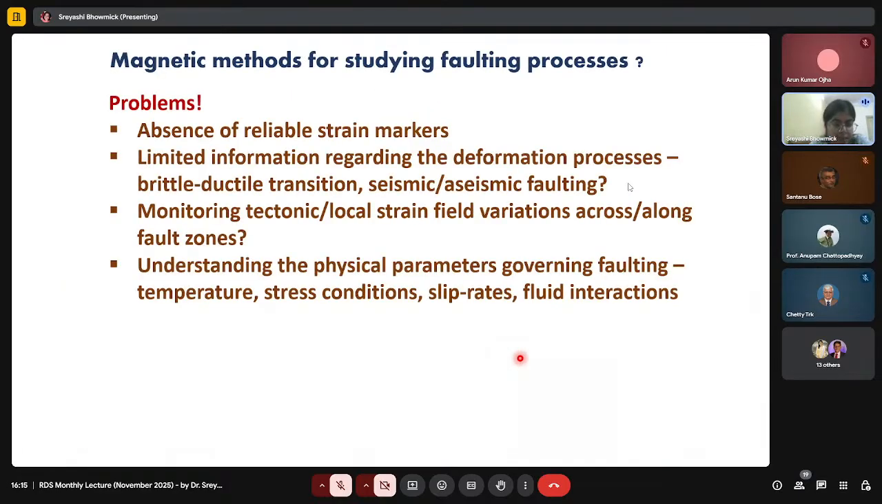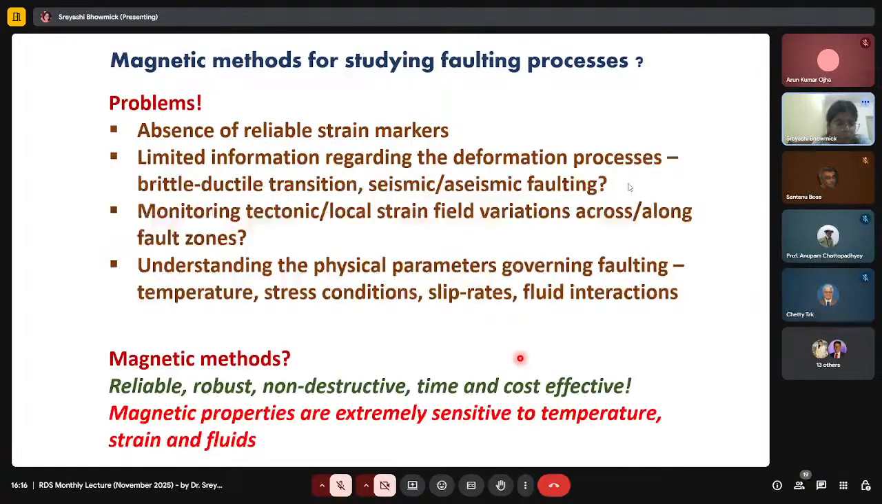Now, I have already discussed the problems briefly. Why are we using magnetic methods for studying faulting processes, and what are the problems? Absence of reliable strain markers, limited information regarding the seismic to aseismic transition, stable and unstable faulting, monitoring the local strain field variation across fault zones, and understanding the physical parameters that govern faulting. Now, why magnetic methods? It is mostly known that they are reliable, robust, non-destructive, time and cost effective, but above all, magnetic properties or magnetic minerals are extremely sensitive to temperature, strain, and fluids. And therefore, they form good markers for all three of them.